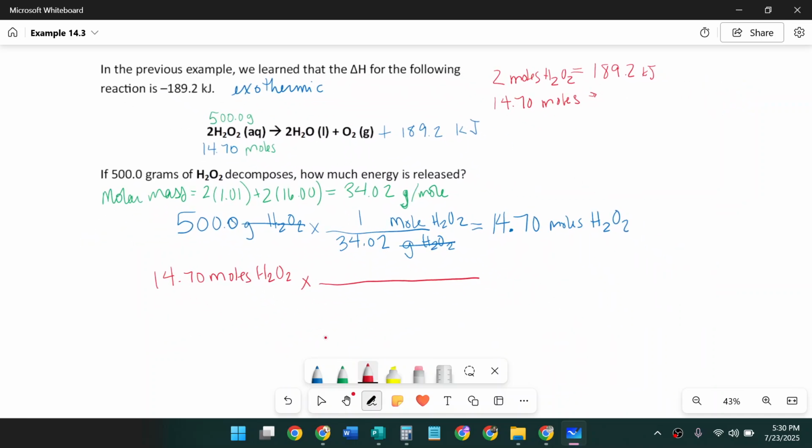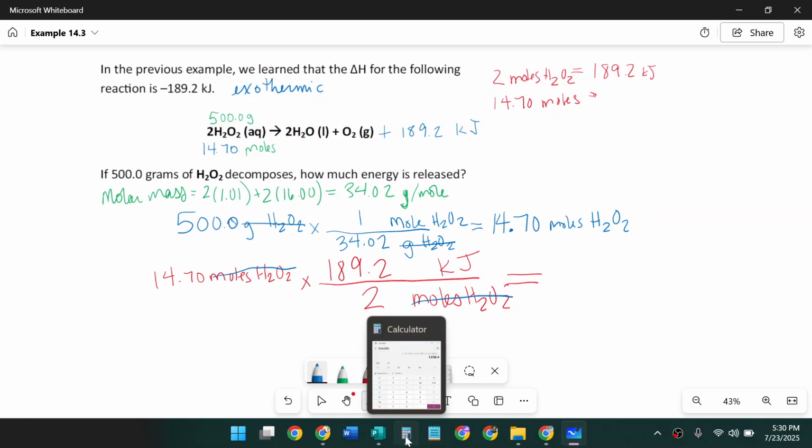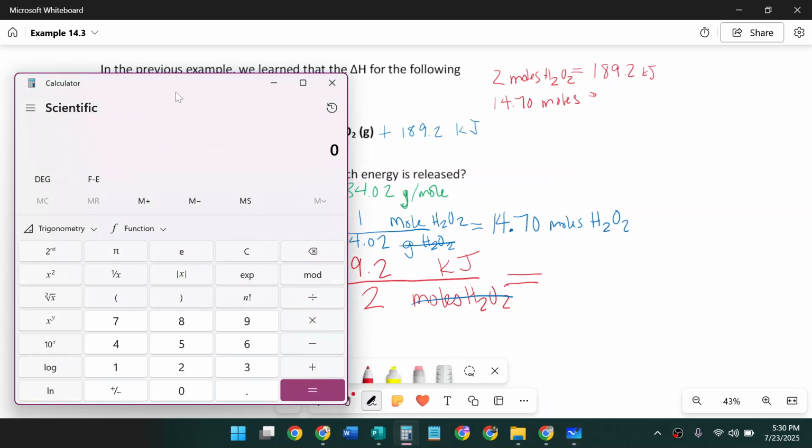All right, so we want to get rid of moles of H2O2, and we want to swap it out for kilojoules of our energy. For every 2 moles of H2O2, we have 189.2 kilojoules of energy produced. Our moles are going to go away, and then we can just do the math. I pulled out my phone calculator, but I realized you can't see it, so that's not going to be very useful.